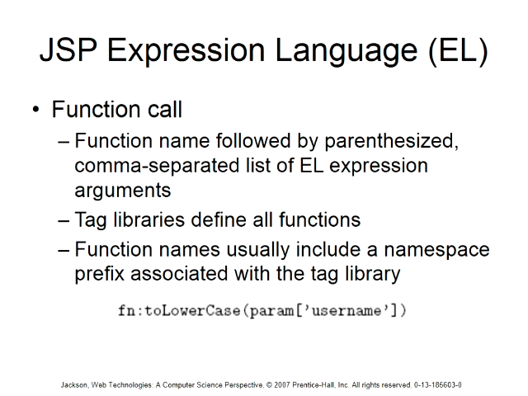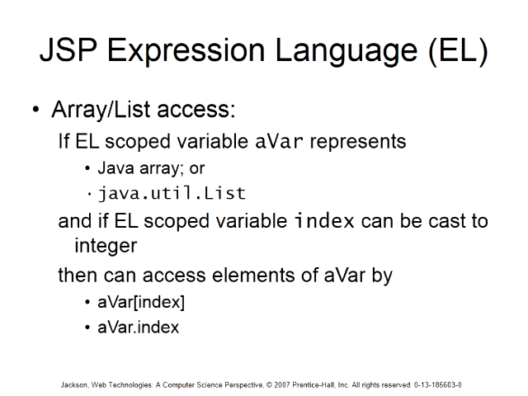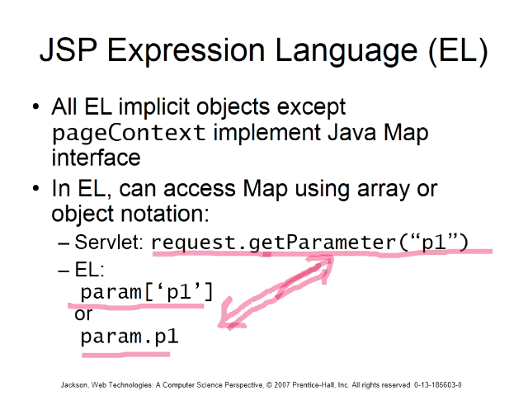So for a function call in JSP expression language, we write the function name followed by parentheses, with a comma separated list of EL expression arguments. Tag libraries define all functions, and function names usually include a namespace prefix associated with the tag library. So we can write fn:toLowerCase, followed by param username. This is an example of how we can make a function call. Any questions about function call?